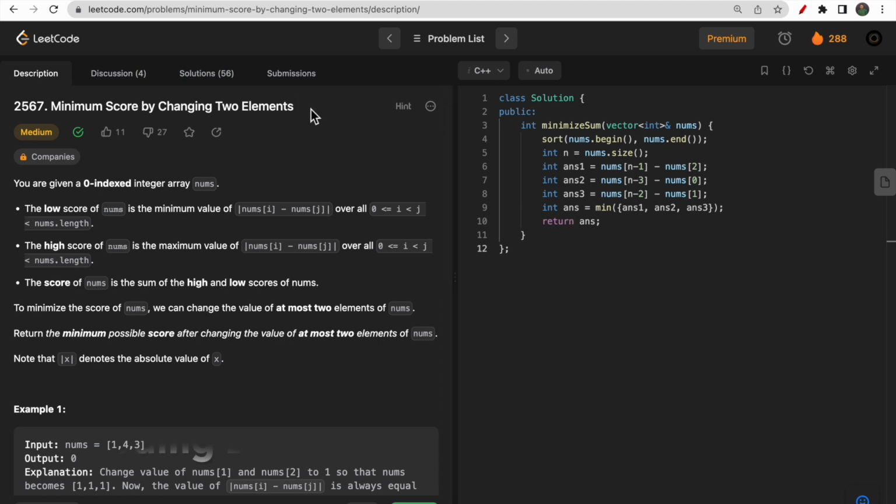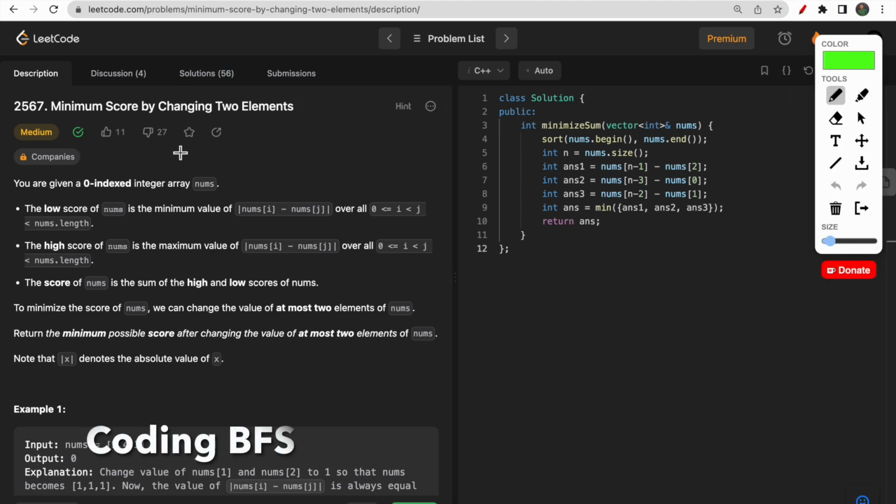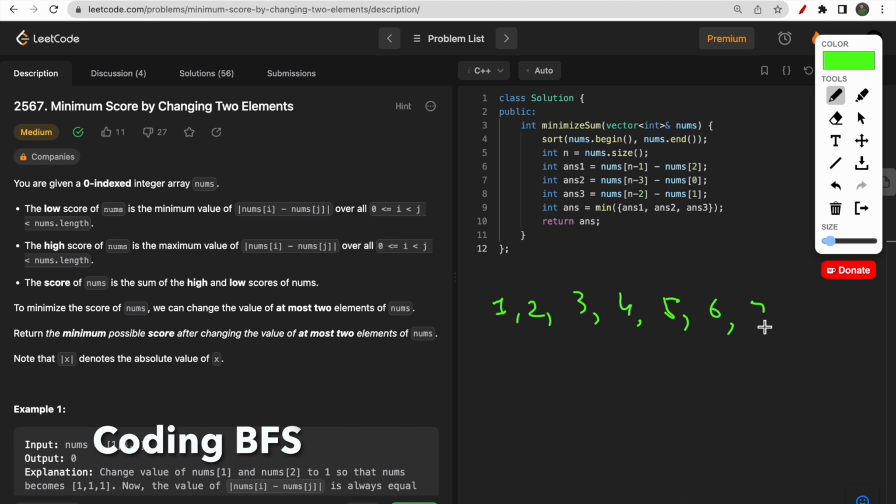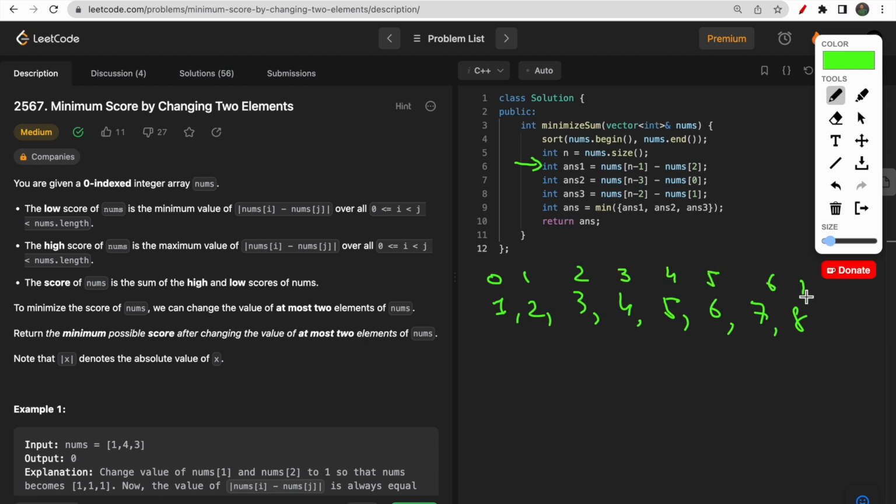So let me also write here what I have done. Let's say you have something like this, 1 2 3 4 5 6 7 8, this nums array. So what does answer 1 represent here? It is n minus 1, that is the last element, minus the second element. Let me also give the indices 4 5 6 7. So what was our case 1? Case 1 was to change the first two elements to the element at index 2, right? So in that case, what would be our score?